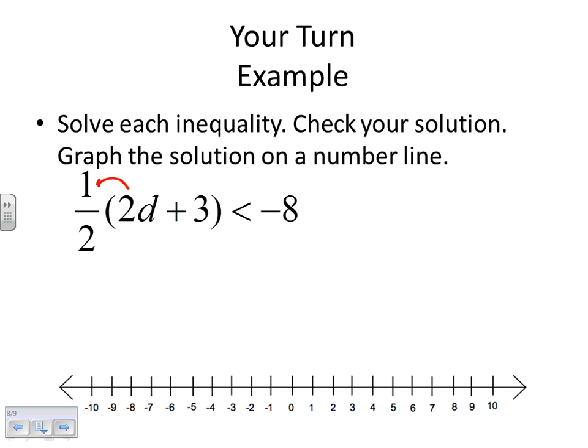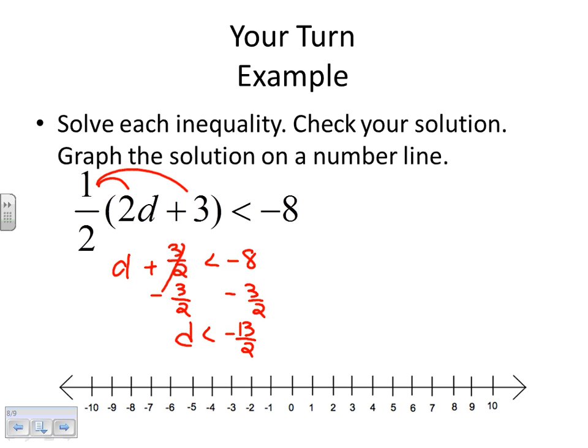Okay, so you should have taken this 1/2 to the 2d, which makes that just 1d plus 3/2 is less than -8. And you subtract 3/2. And d is, let's see, -13/2. All right, so we have -13/2, which is approximately just -6.5. So we have a number that is less than -6.5.